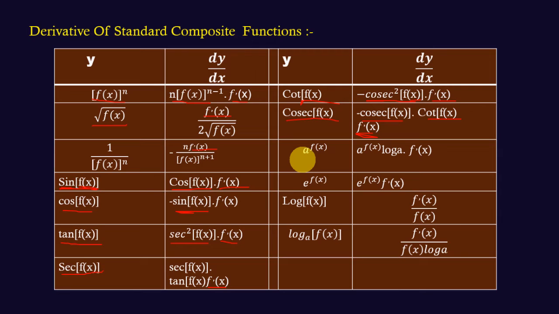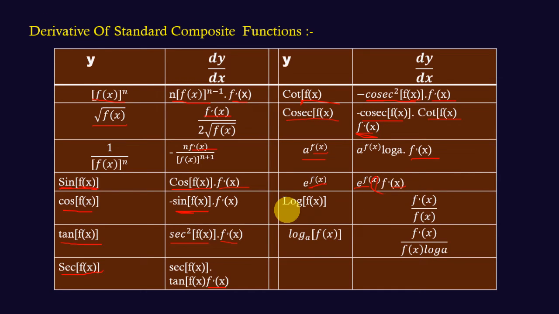Then the derivative of a raised to x is a raised to x into log a, so here a raised to f of x into log a into derivative of f of x, which is f dash of x. Then we know that the derivative of e raised to x is again e raised to x, so e raised to f of x into derivative of f of x is f dash of x.